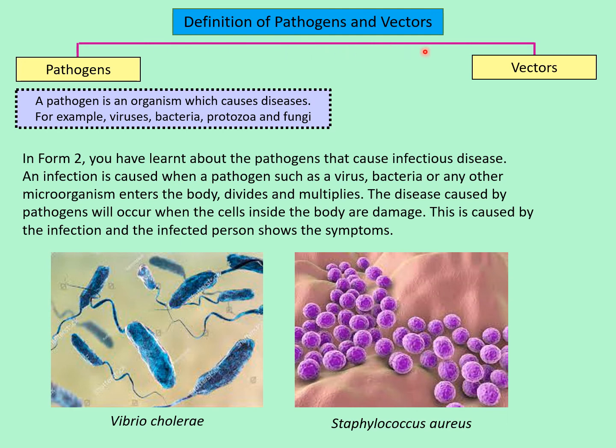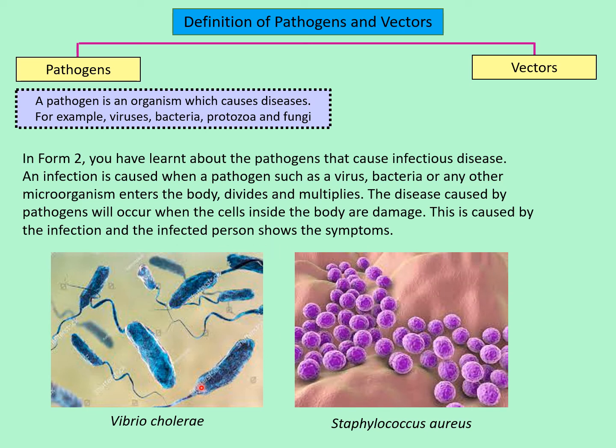Definitions of pathogens and vector. Pathogens. A pathogen is an organism which causes diseases, for example, viruses, bacteria, protozoa, and fungi. In Form 2, you have learned about the pathogens that cause infectious disease. An infection is caused when a pathogen such as a virus, bacteria, or any other microorganism enters the body, divides, and multiplies. The disease caused by pathogens will occur when the cells inside the body are damaged. This is caused by the infections and the infected person shows the symptoms.